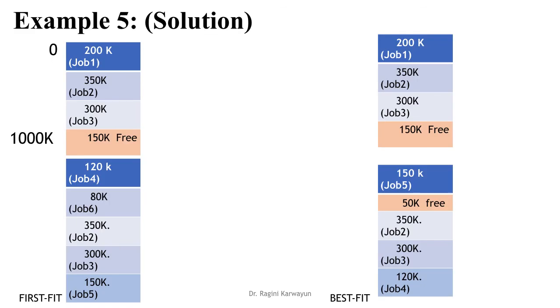Here 80K is there, but it is not contiguous. 50K is there in the upper side and 30K is there in the lower side of the memory. So it is not contiguous, so the 80K process is left out. So this is best fit. We can see that in this example first fit is performing better because it is utilizing the memory better.